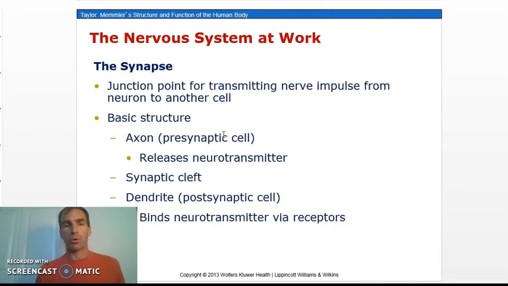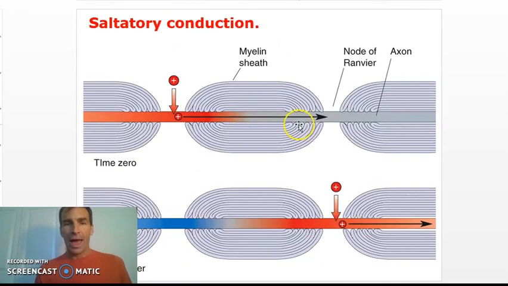Well, why is this important? Well, here's why. Actually, instead of impulses just traveling down this neuron, instead of this charge just slowly moving down, in real life what happens is that this charge, this action potential, actually jumps from node to node. We call that saltatory conduction.